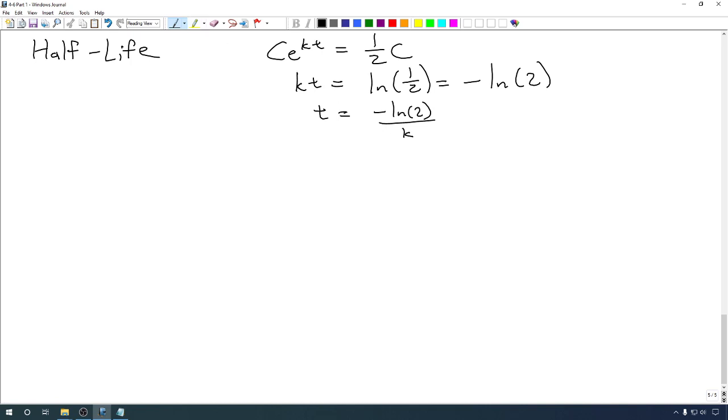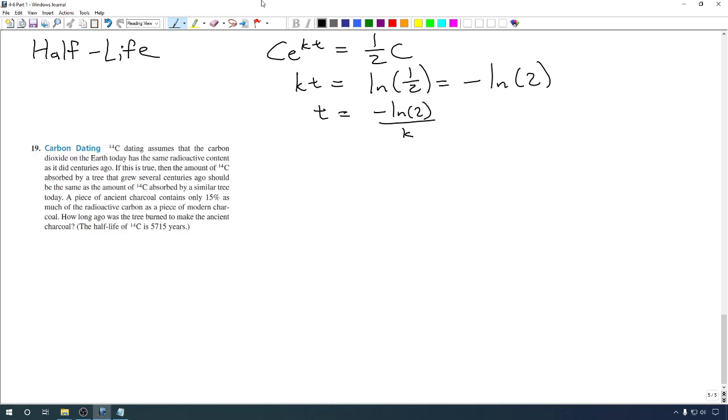But again, this is frequently given as a way of giving you the k value without just flat out giving it to you. For instance, what a lot of people probably think of when they hear the term half-life is radioactivity, because it follows an exponential decay model. So we're going to solve a problem that's similar to that and uses this idea.